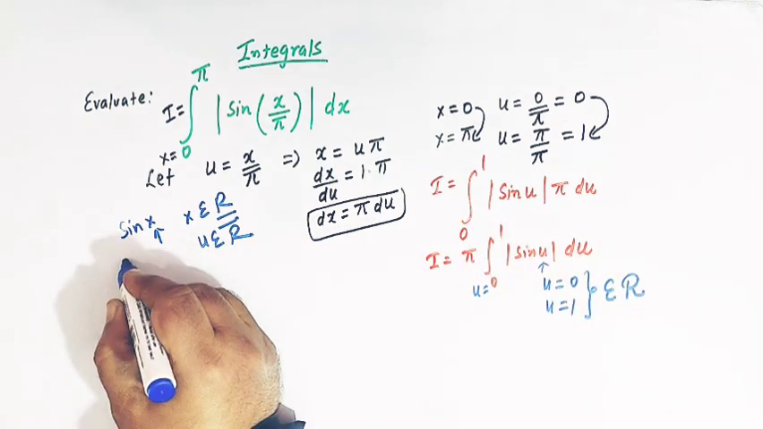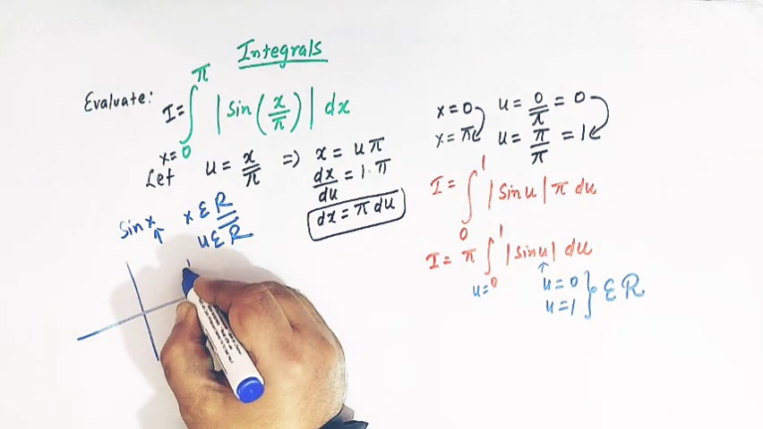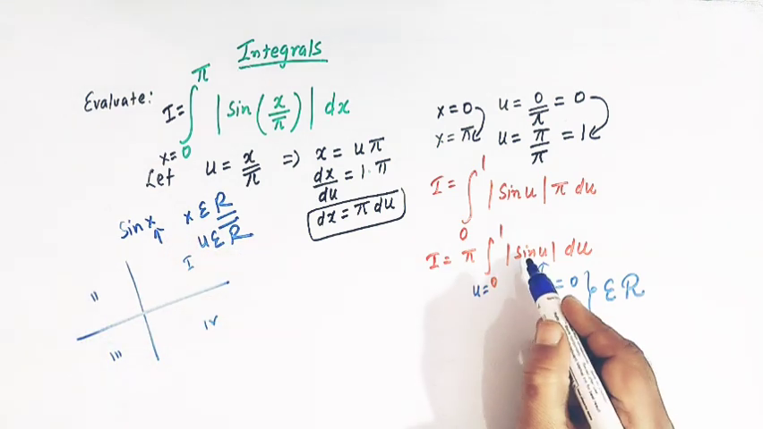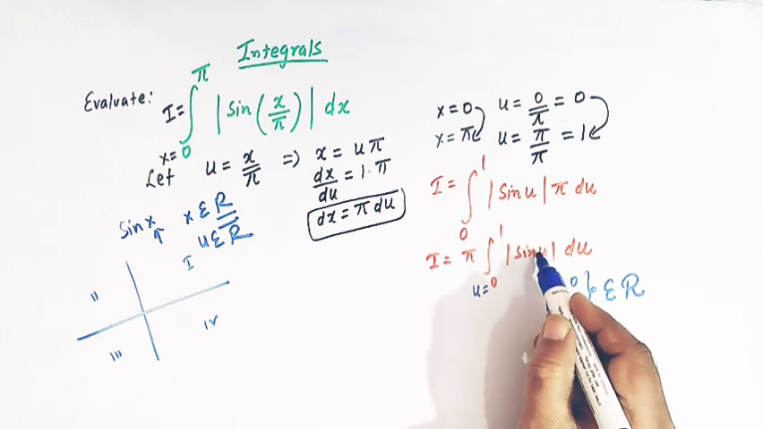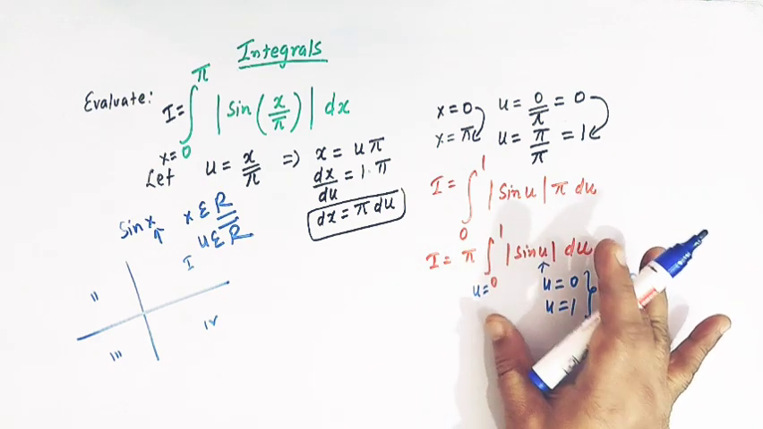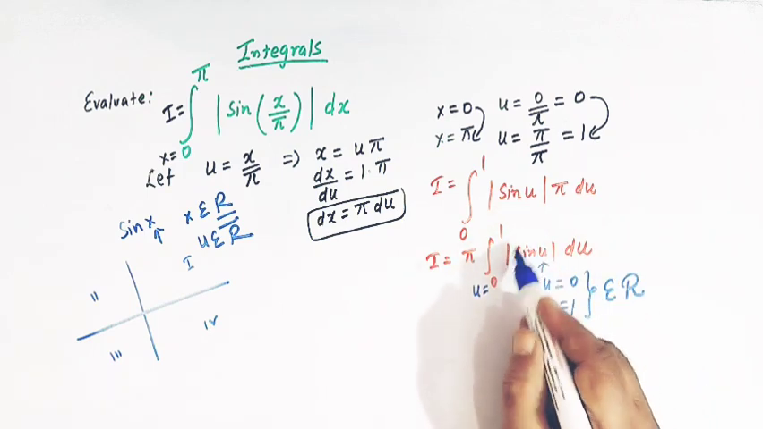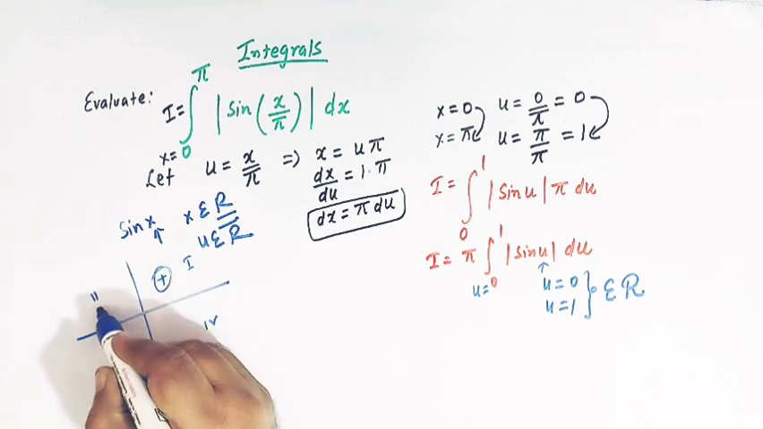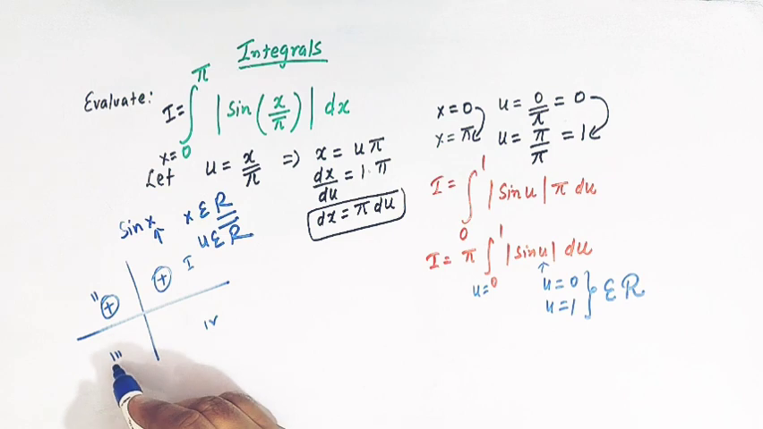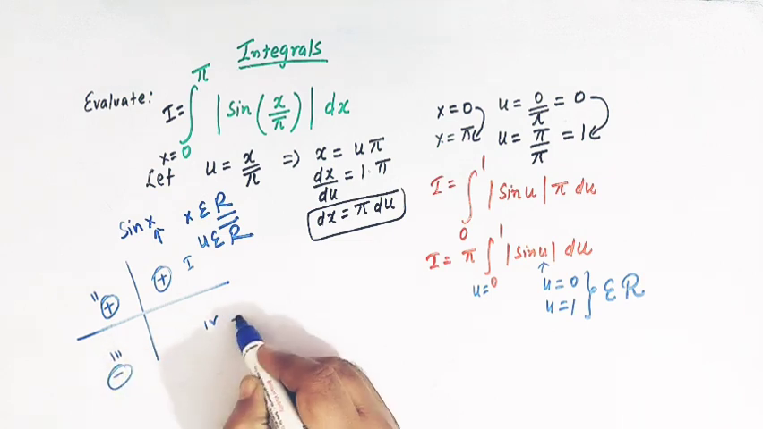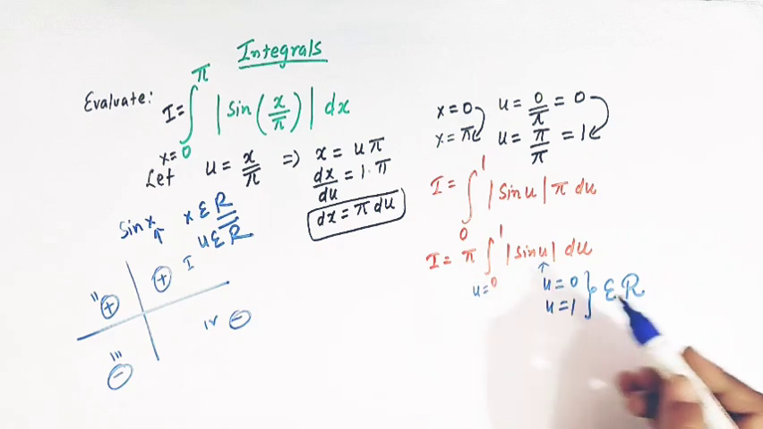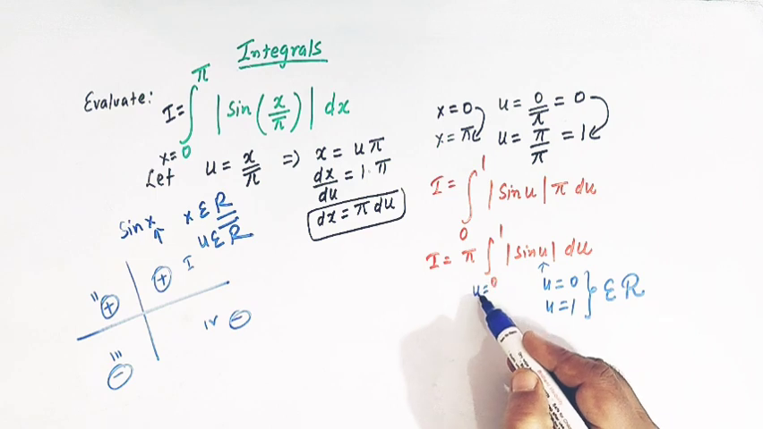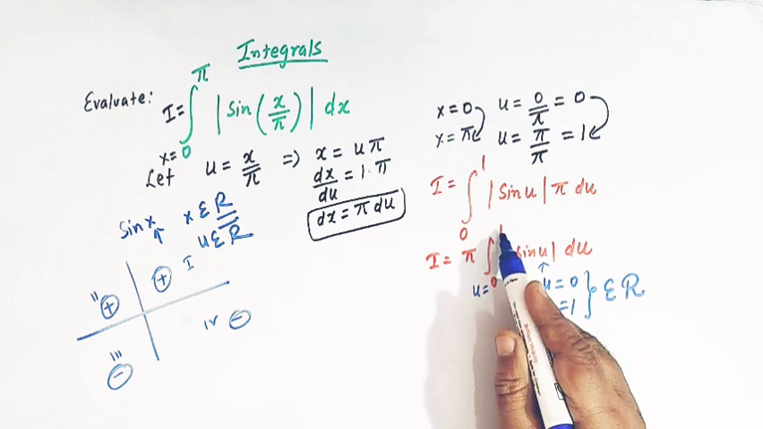The other thing is the quadrants: this is the first quadrant, this is second, this is third, and this is fourth. Since here we have only the sine function, we will restrict ourselves to the sign convention of the sine function only. In the first quadrant, sine is positive, in the second also it is positive, and in the third and fourth it is negative. Now let us move to the limits. Here u lies between 0 and 1.